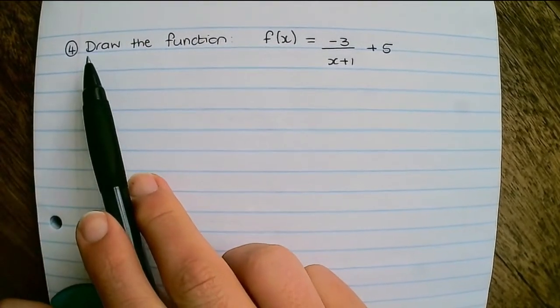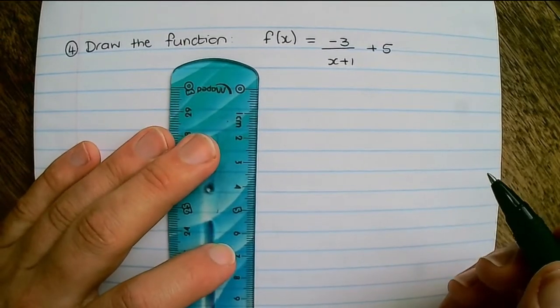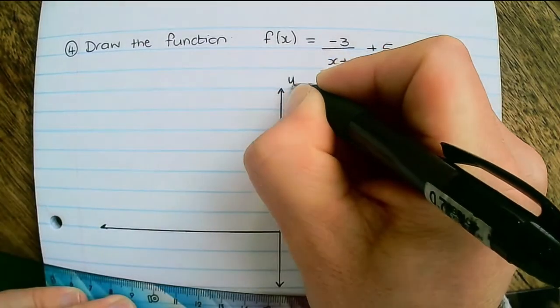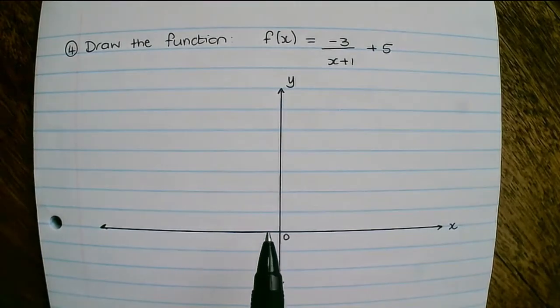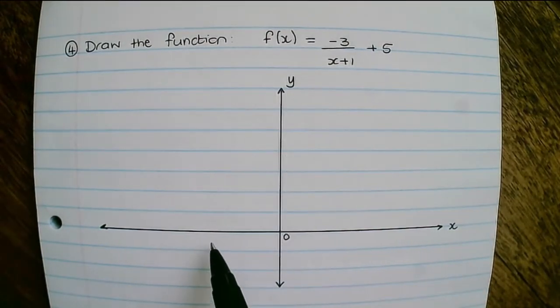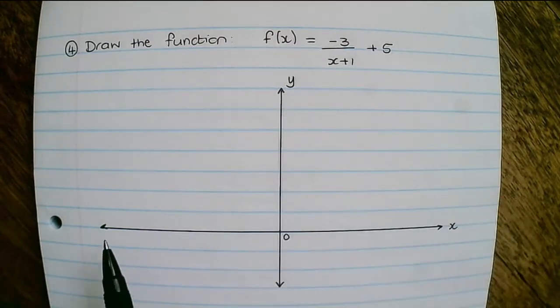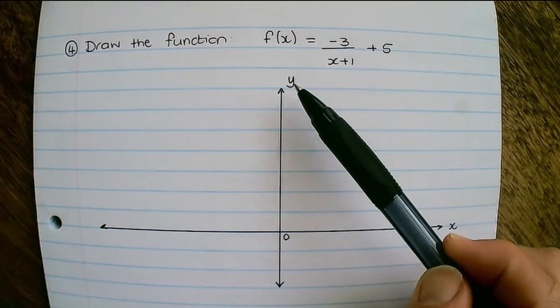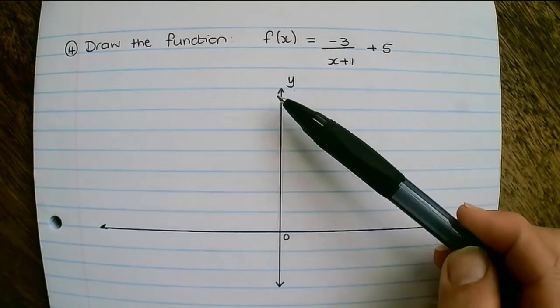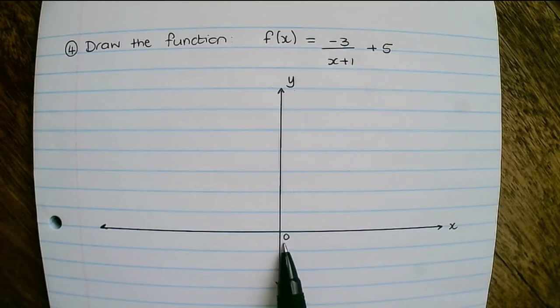Next up, we want to draw the function of f(x). So when we draw functions, we first want to draw in the axes. So I will draw in the y-axis and the x-axis, indicating it with a y and an x, also showing arrows and also showing the origin.